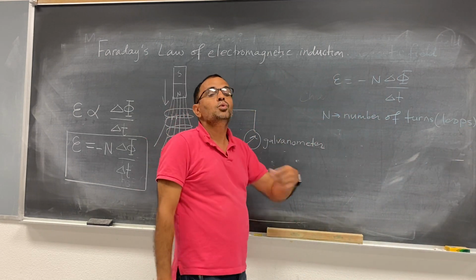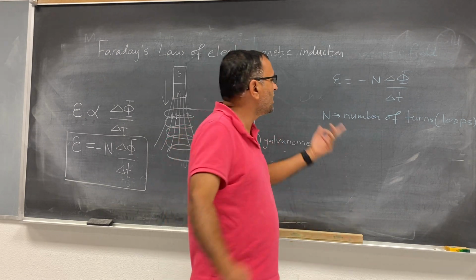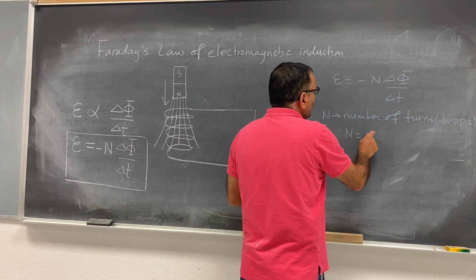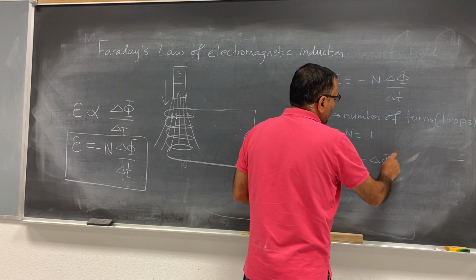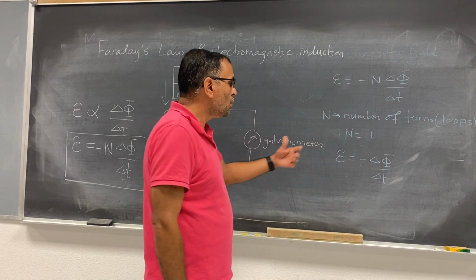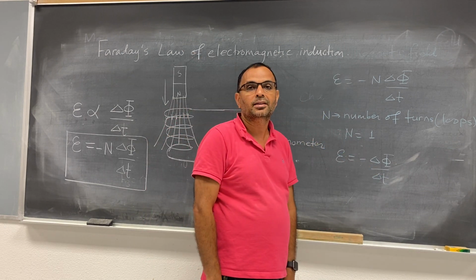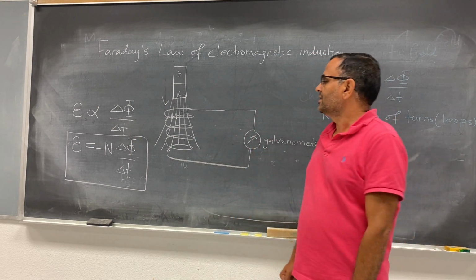So if you have only one loop, just one ring, one turn, in that case N equals 1, and you can also write E equals negative delta phi divided by delta T. Now the concern here is, why the negative sign? Why negative sign? Now look at this.